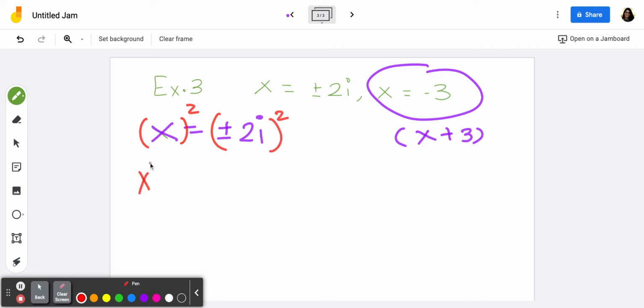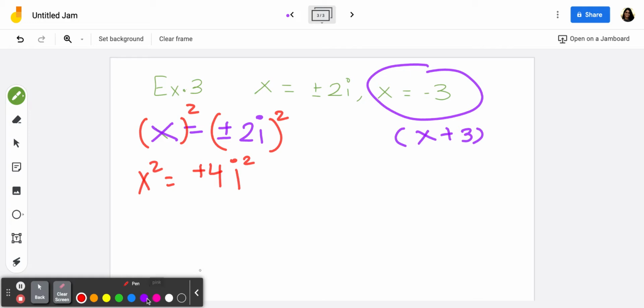This will give me x squared. Positive squared is positive. Positive 2 squared is 4. Negative 2 squared is also a 4. So I just wrote the 4 once. I squared is I squared.